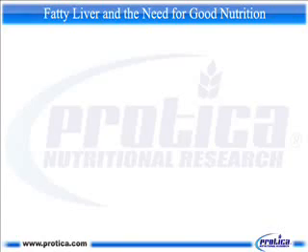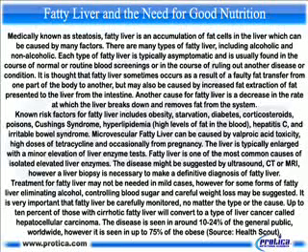Fatty liver and the need for good nutrition, medically known as steatosis. Fatty liver is an accumulation of fat cells in the liver which can be caused by many factors. There are many types of fatty liver, including alcoholic and non-alcoholic. Each type of fatty liver is typically asymptomatic and is usually found in the course of normal or routine blood screenings or in the course of ruling out another disease or condition.